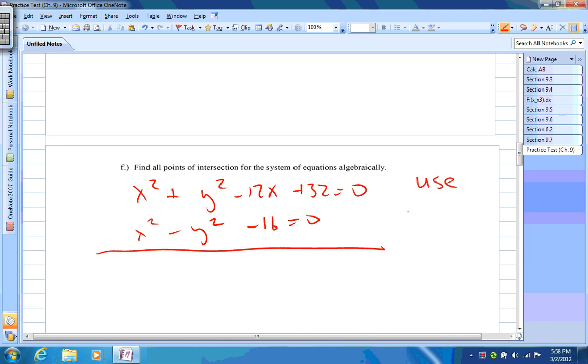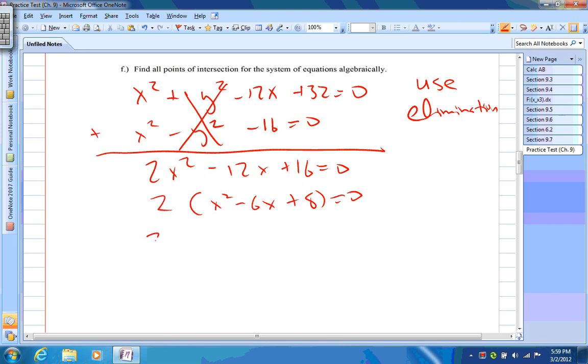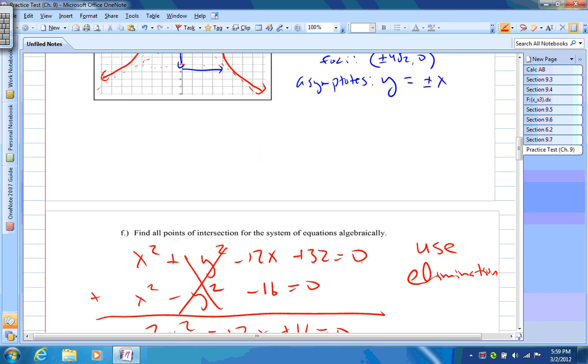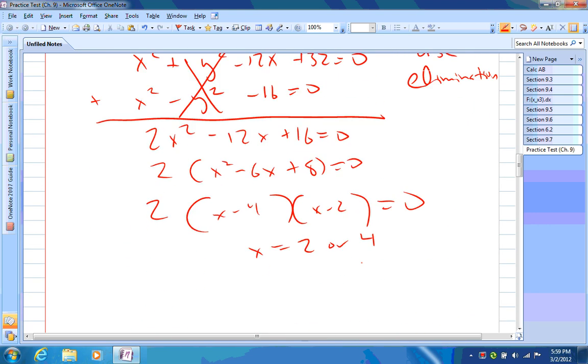We'll probably want to use elimination to solve this. So if I add both equations, see how those go away? So 2x squared minus 12x plus 16 equals 0. Factor out a 2. Keep factoring. x minus 4, x minus 2, so we get two answers, 2 or 4. Now clearly I know x equals 2 is not going to work because I don't see the hyperbola and circle touching at a point where the x coordinate is 2.